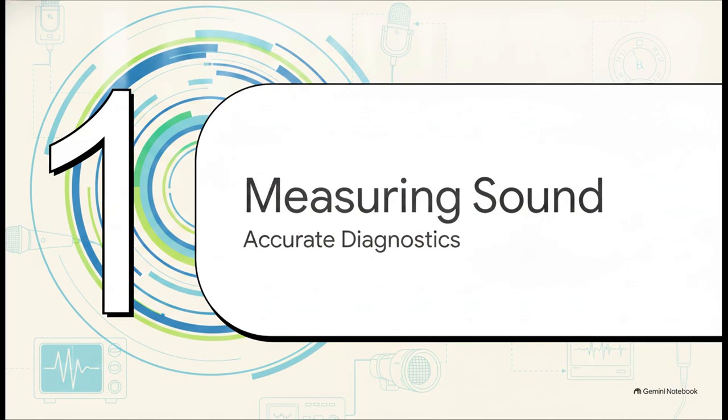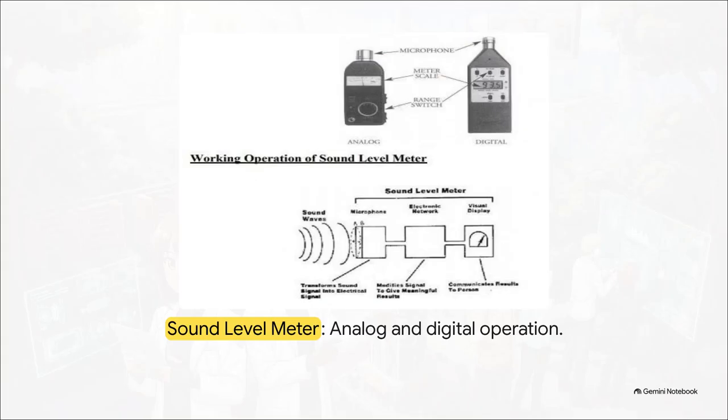Section 1. Measuring sound accurately. The diagnostic tool. As any veteran engineer will tell you, before we can alter an environment or implement a single control measure, we have to accurately measure the hazard. We need to find the equivalent sound pressure level, which is typically measured in decibels. A sound level meter achieves this incredibly elegantly.